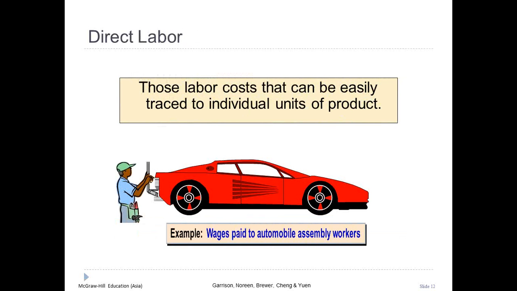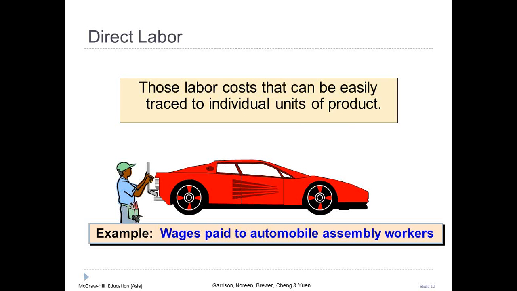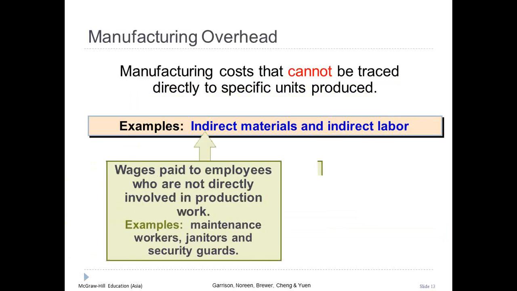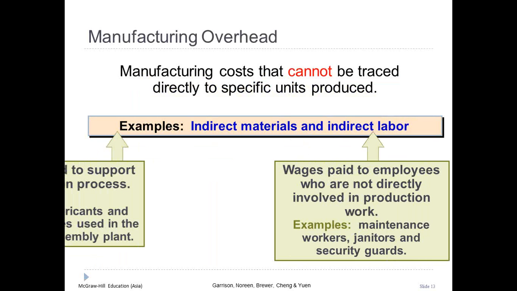Direct labor consists of that portion of labor costs that can be easily traced to a product. Direct labor is sometimes referred to as touch labor, since it consists of the costs of workers who touch the product as it is being made. Manufacturing overhead includes all manufacturing costs except direct materials and direct labor. These costs cannot be easily traced to specific units produced, also called indirect manufacturing cost, factory overhead, and factory burden.